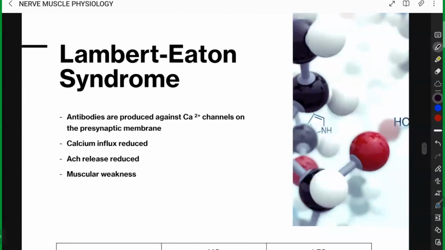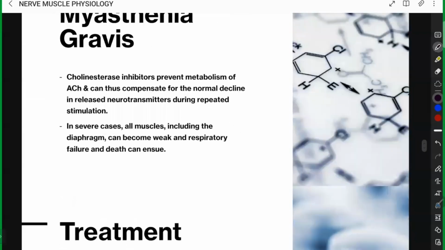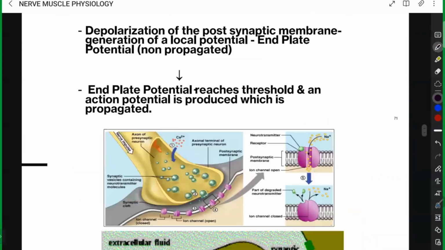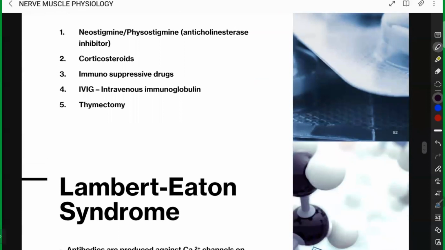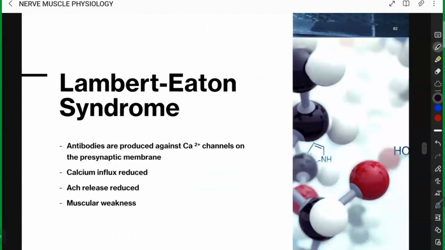Now coming to Lambert-Eaton syndrome. In Lambert-Eaton syndrome, autoantibodies are produced against the calcium channels in the neuronal ending. Can you tell an example? In the same way, calcium channels are blocked by some drug. You have read about a drug that blocks calcium channels. It's a toxin present in the snail, that is conotoxin. Similar to conotoxin, the antibodies act against the calcium channels in the presynaptic membrane. Therefore, calcium influx is reduced, acetylcholine release is reduced, and there is muscular weakness.